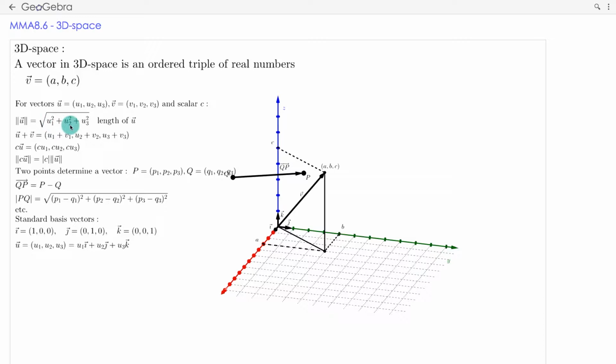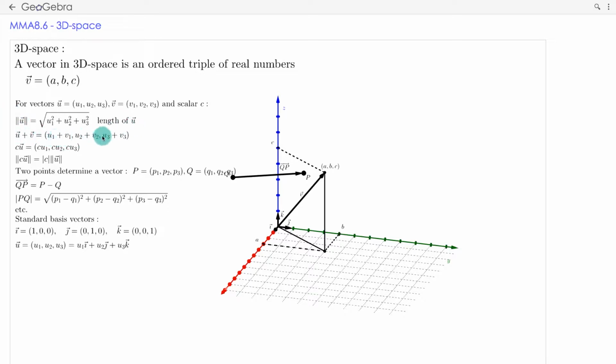So the length is almost like before. We just add this third component. You might wonder why this is still like this. I mean, why is it not cubed? U1 cubed plus U2 cubed plus U3 cubed, and then the third root, not the second root of this number. I can illustrate this afterwards on the blackboard, but it turns out to be the natural extension. This is the length of U.